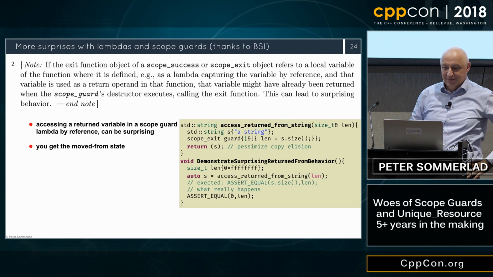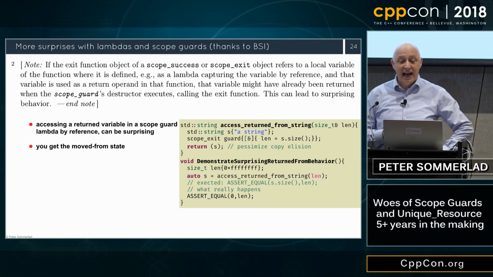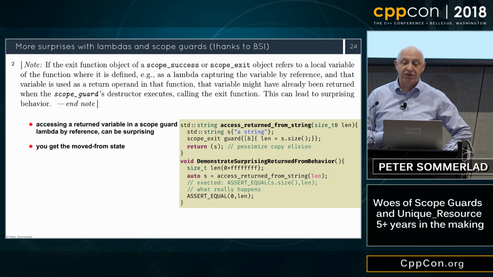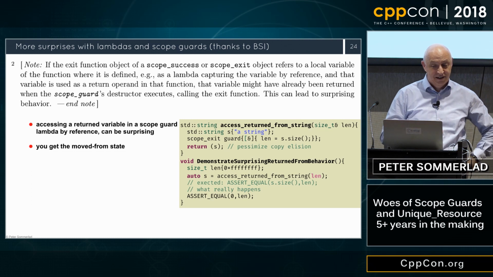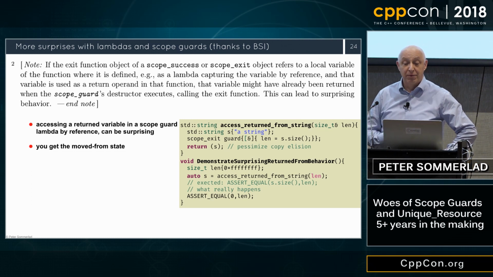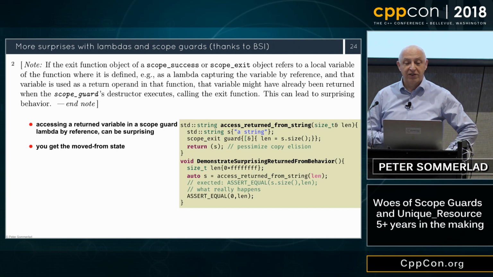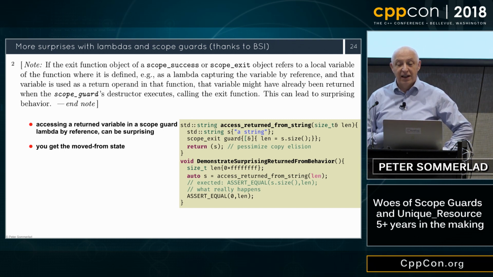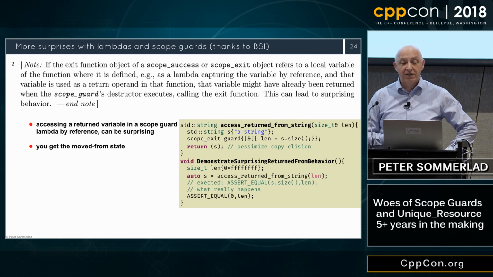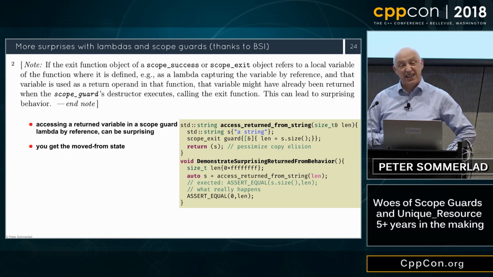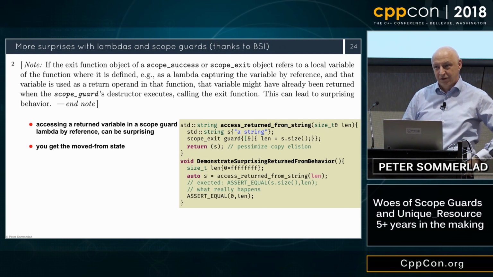More surprises. We got a feedback of BSI that asked us to add that note. If the exit function of a scope success or scope exit object refers to a local variable of the function where it is defined, e.g. as a lambda capturing the variable by reference, and that variable is used in a return operand of that function, that variable might have already been returned when the scope guard's destructor executes, calling the exit function. This can lead to surprising behavior because it might be in a moved-from state and you access it expecting it having the original state or some state at all. You might even call a member function that you're not allowed to call on it when it's in a moved-from state.